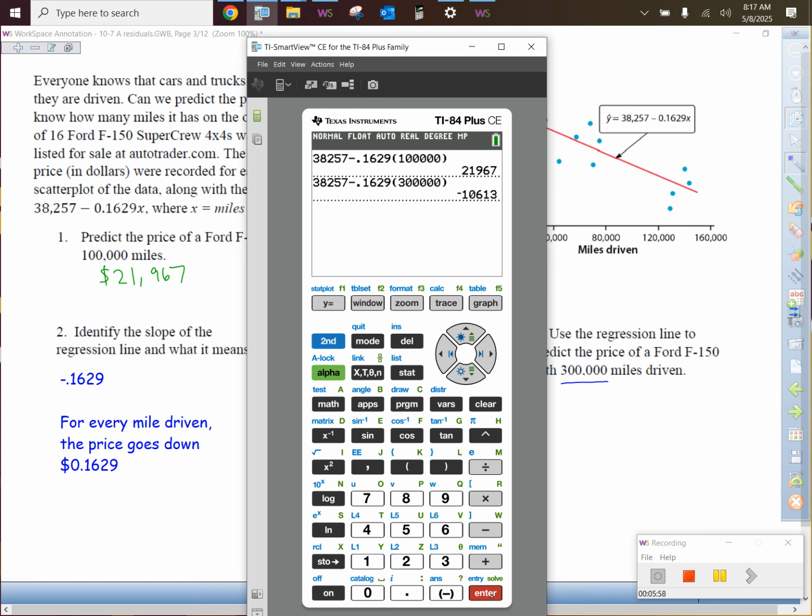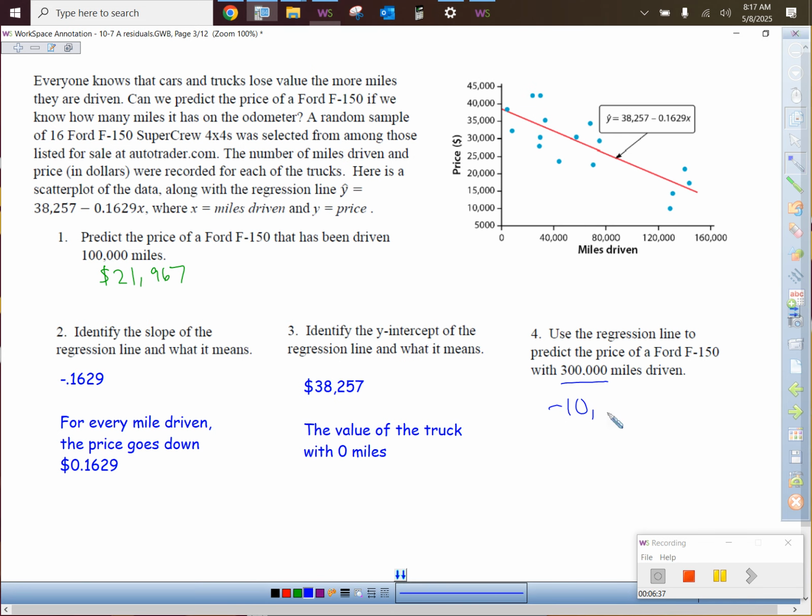Yeah, negative $10,613. We're way too smart to know that that makes no sense. Why does that make no sense? Yeah, if you were going to sell that truck to somebody else, you would have to give them $10,600 for them to take the truck. There's no way, right? Do you think that a truck that has 300,000 miles still has actual value to it?